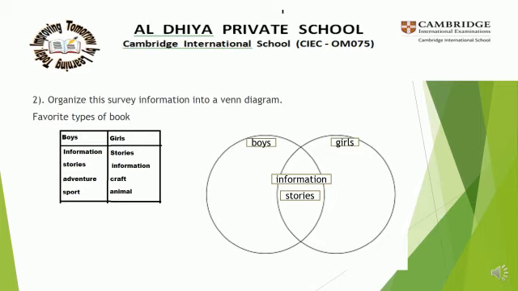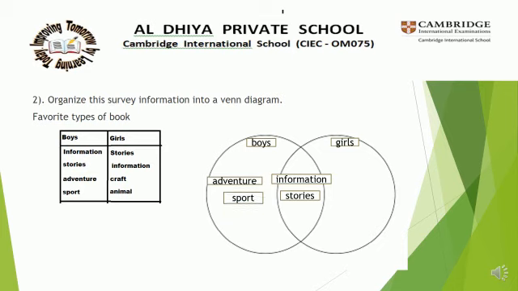And what is the next one? Adventure. Who likes adventure books? Boys. Are adventure books there in the girls column? No. So write adventure books only in the boys. And the next one is sports. Are sports books there in the girls column? No. So write sports books in the boys circle only.